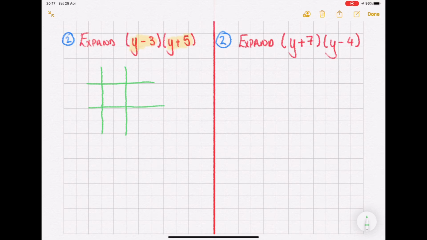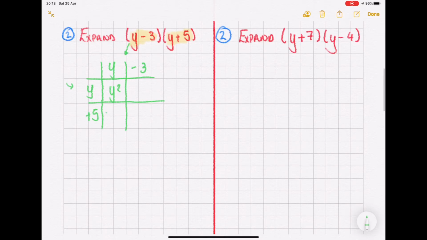We're going to take our first bracket and we're going to put it here. So y minus 3. We're going to take our second bracket and we're going to put it in here. So y plus 5. Now let's do exactly the same, the grids. So y times y is y squared. Y times 5 in this box is plus 5y. And now in this box, y times minus 3 is minus 3y. So that's where it's slightly different. And in this box, minus 3 times by positive 5 is minus 15. Like that.